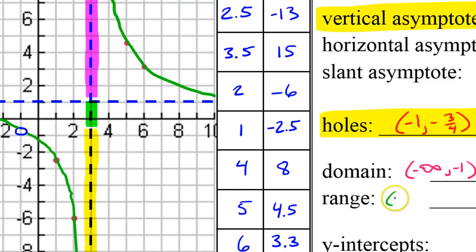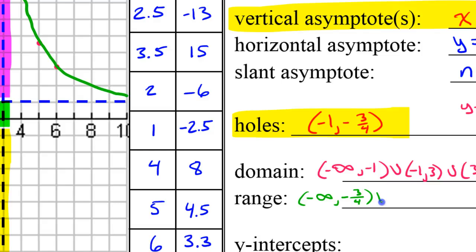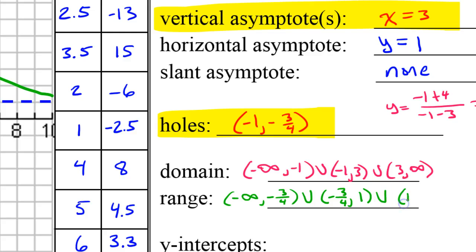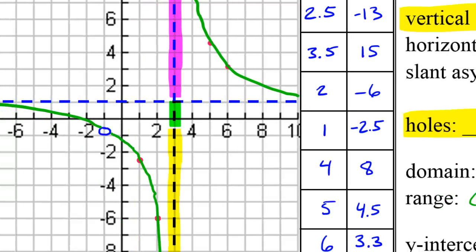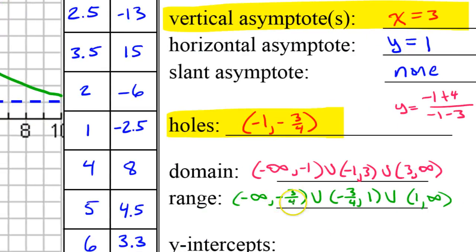I'm only playing. So it's going to be negative infinity to negative 3/4. That's the yellow part. And then union negative 3/4 to 1. That's the asymptote. And then union 1 to infinity. That's going to be my range. I should have color coordinated it to match the colors.